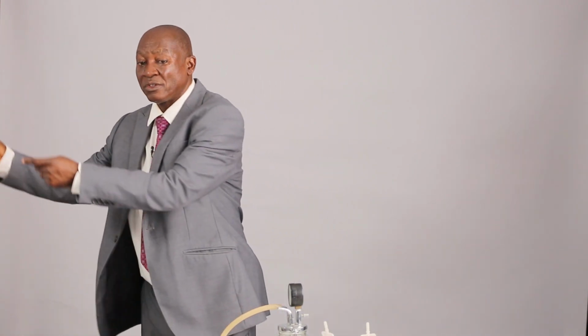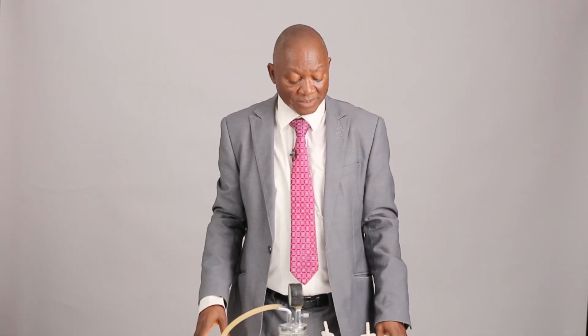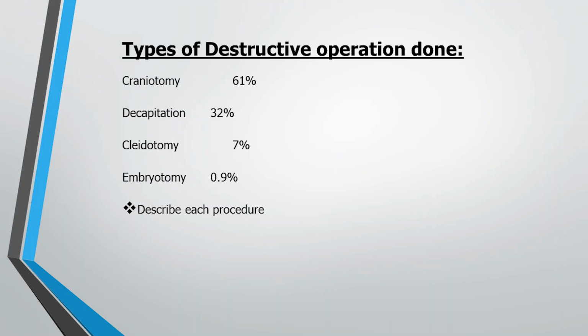As soon as you do that, you hand over the live fetus to the orthopedic surgeons to take over the management. Within 3-4 weeks, the cleidotomy will heal, and nobody will recognize that she had a cleidotomy. And lastly, you can do embryotomy. Embryotomy is removal of the fetus in piecemeal.